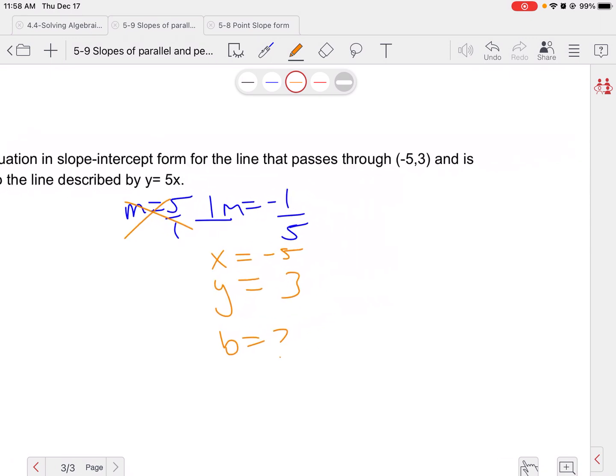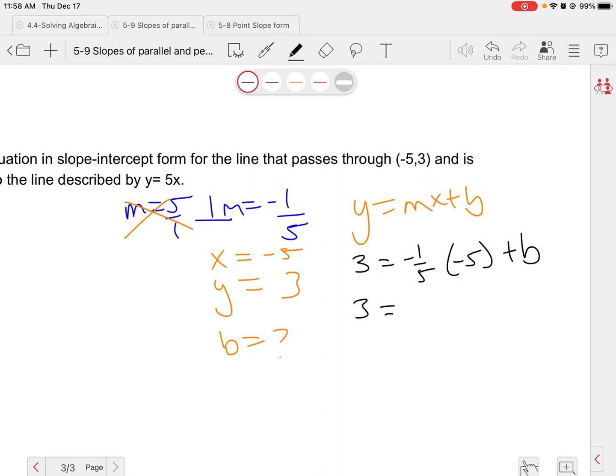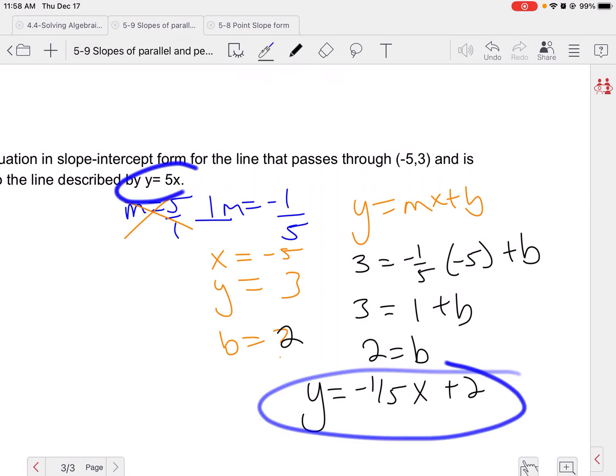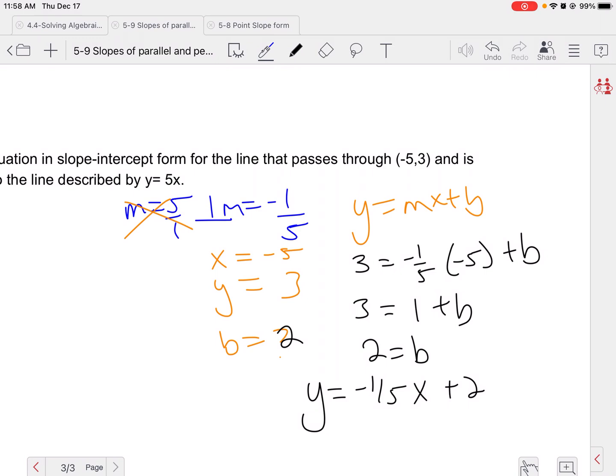We're going to plug and chug that into our wonderful formula, y equals mx plus b. We're going to have y is 3, m is negative 1/5, x is negative 5 plus b. Negative 1/5 times negative 5 will be a positive 1 plus b. So b is going to equal 2 there. So my new equation is going to be y equals negative 1/5 x plus 2. Again, notice that our slopes are very different from the original equation to our new equation, but they are perpendicular to each other.